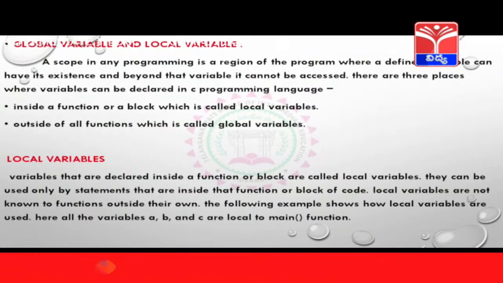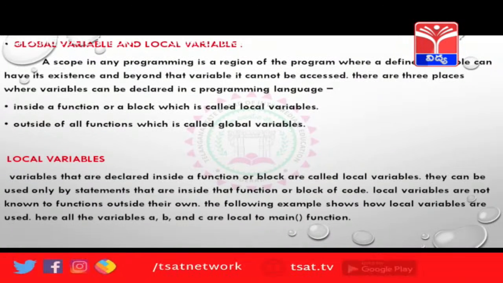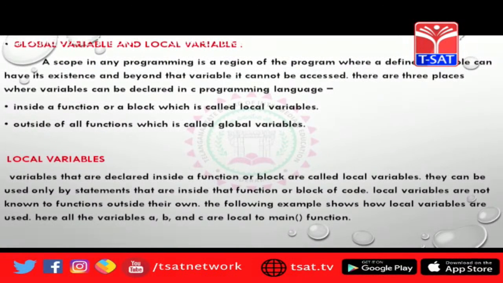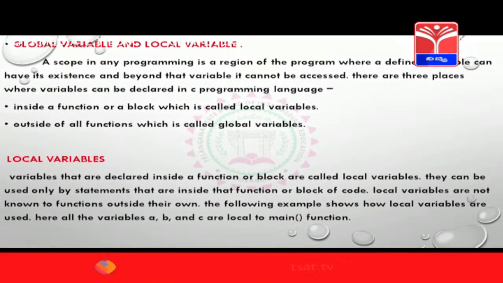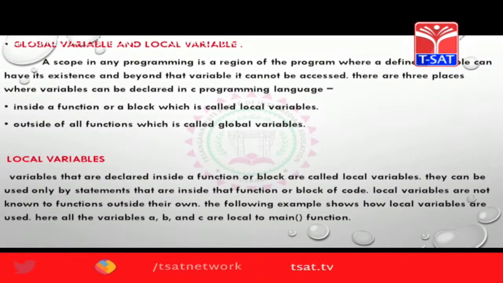They can be used only for the statements that are inside the functions or block of code. They can be used only inside the main function. Whatever variable you declare below the main function can be used only there. Local variables are not known to functions outside their own. The following example shows this. Here the variables A, B and C are all local.